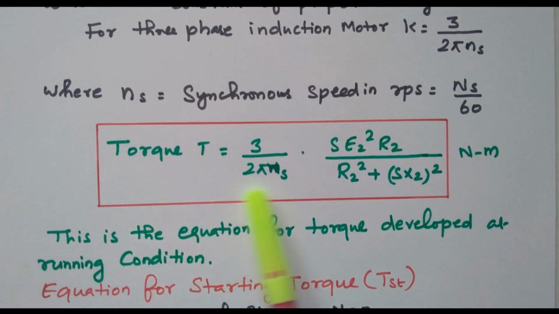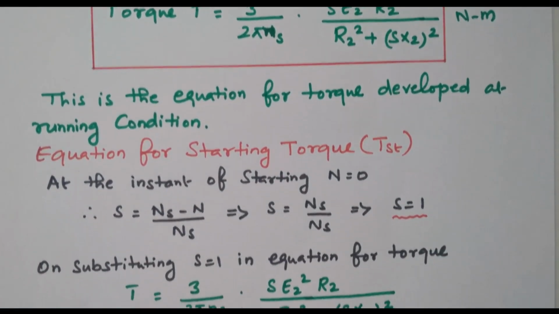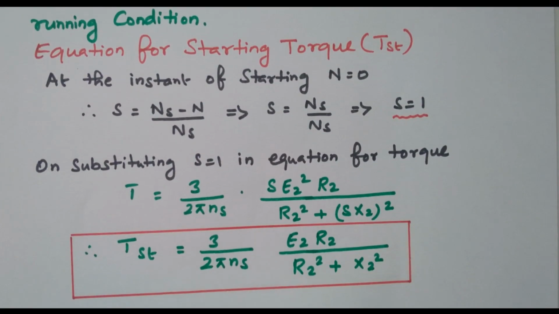So now we got the expression for torque. Now we'll go to the equation for the starting torque. This is the normal torque under the running condition. So for the starting torque, we will analyze what is the starting torque of the induction motor. At the instant of starting, N equal to 0. The speed is 0. So the slip s is nothing but Ns minus N divided by Ns. This is the definition of the slip.